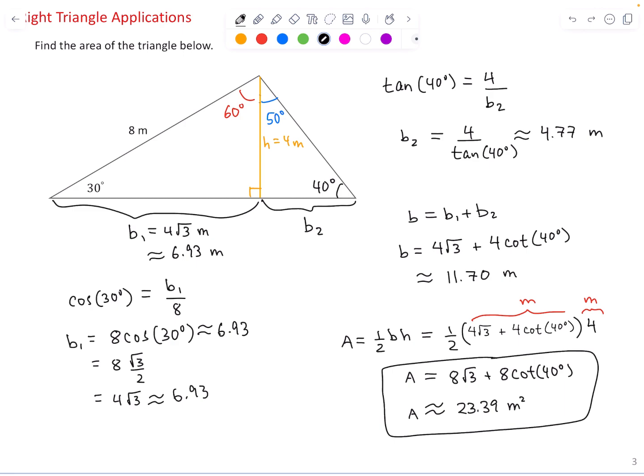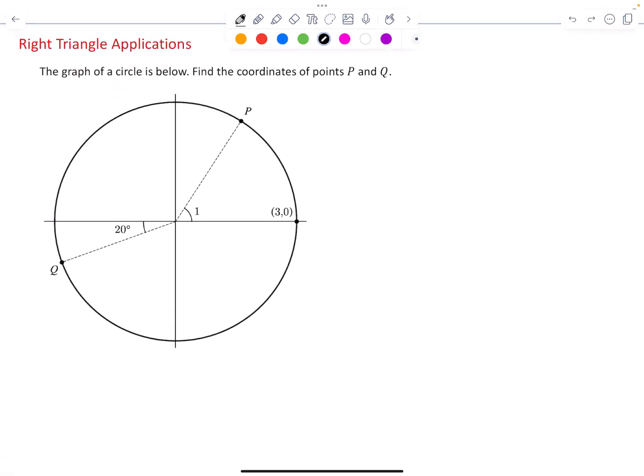All right, let's go to the next page. The graph of a circle is below. Find the coordinates of points P and Q. Let's focus on point P first.